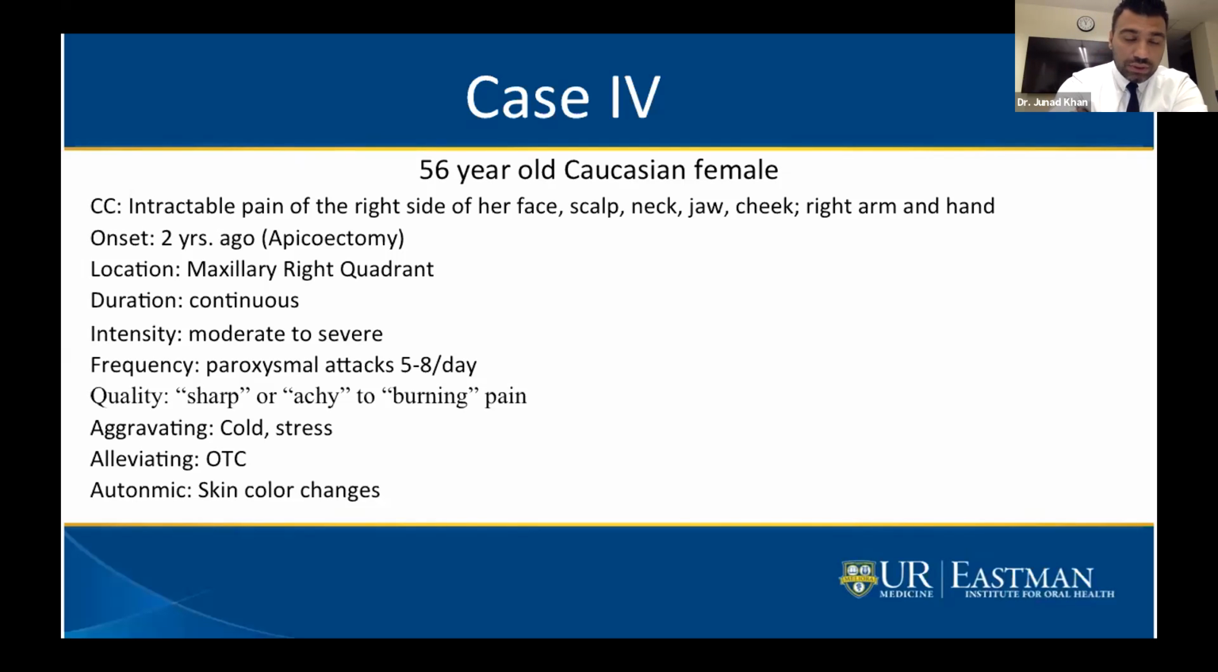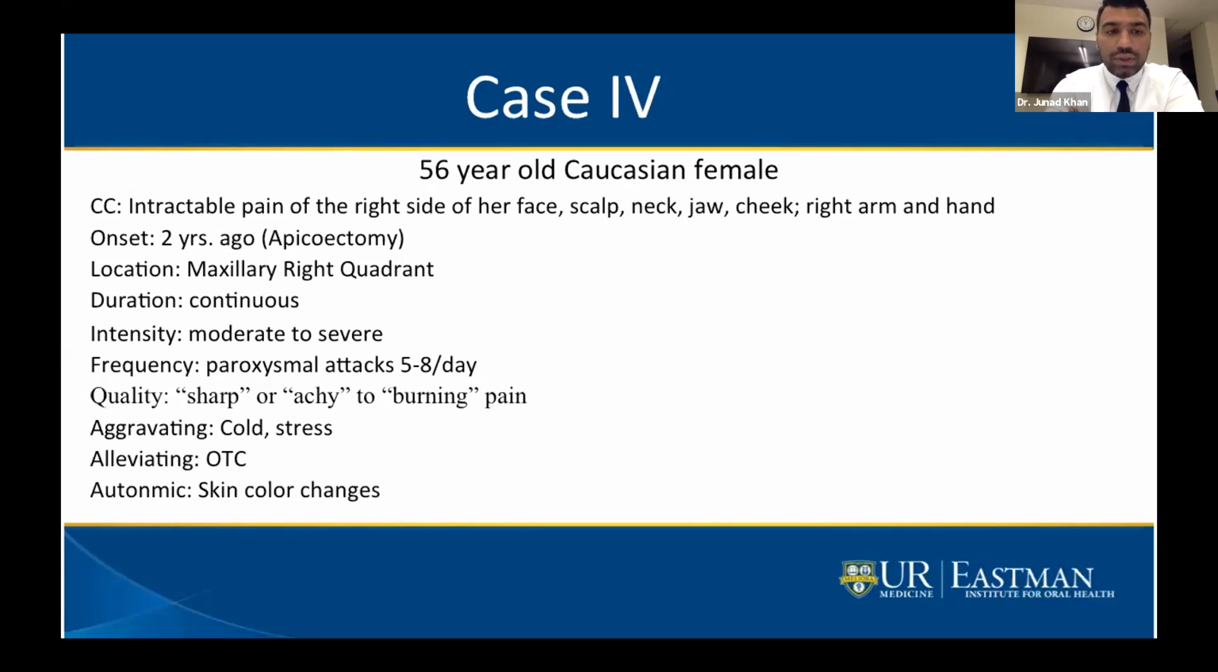So the procedure was done. She went back, and a few months later, she started developing the problem again, where she had pain in the tooth, and they did an apicoectomy on tooth number 4, which is the right second premolar. Long story short, 6 months later, she started developing this moderate to severe pain. And right now she was concerned because the frequency of attacks was getting higher. She used to get an attack once or twice, but now she gets it 5 to 8 times a day.